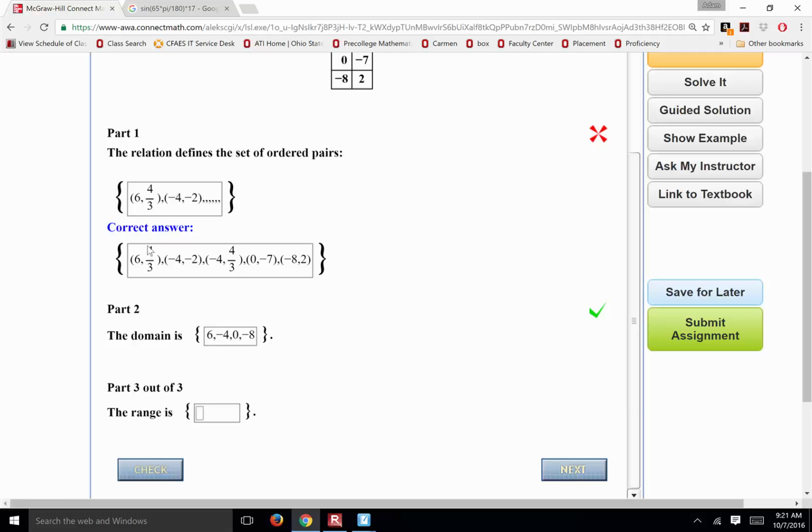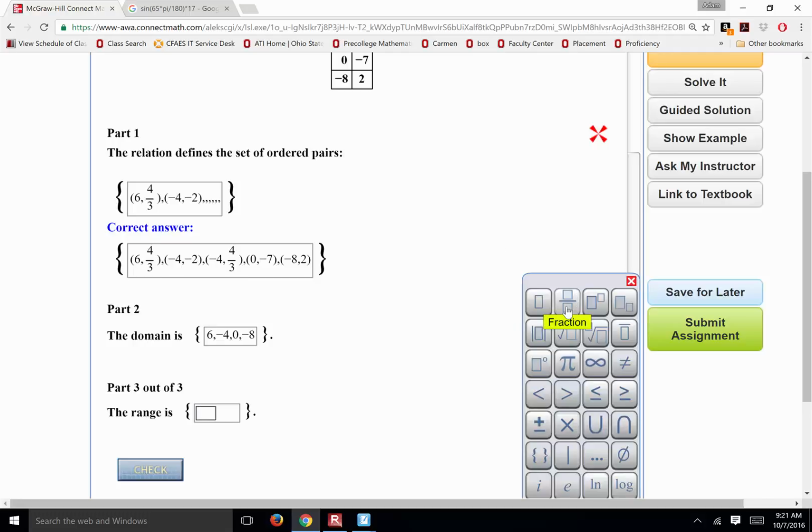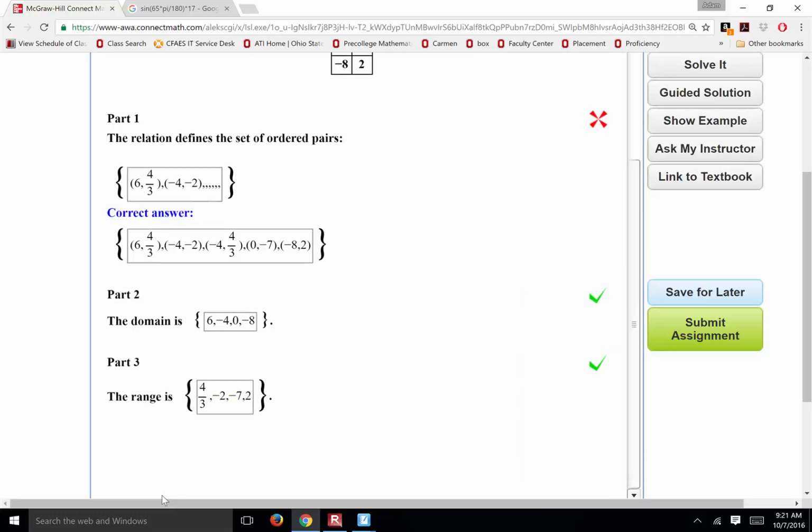For range, you pick the numbers in the second component without repetition. So I have 4/3 already here, and I have -2 coming up. Well, another 4/3 coming up. Are we gonna repeat that? No, we don't. We skip that one and go to -7. Again, it's a good idea to reorder from smallest to biggest, like -7 is the smallest. It should be first, and then 2.